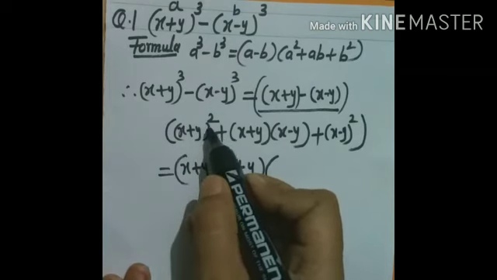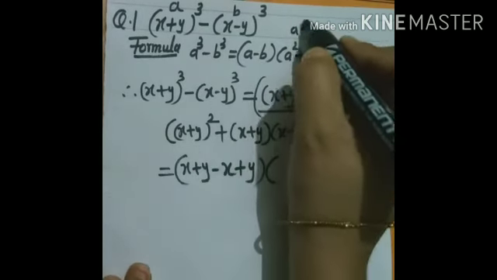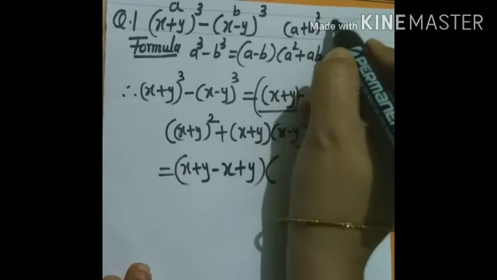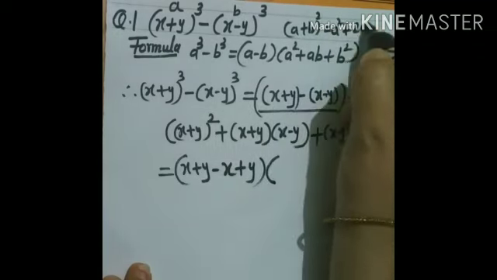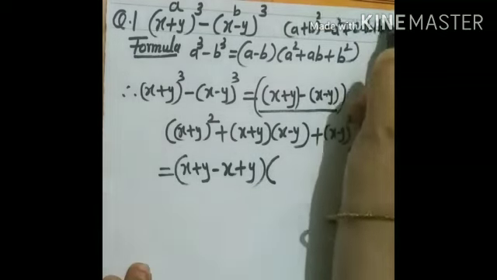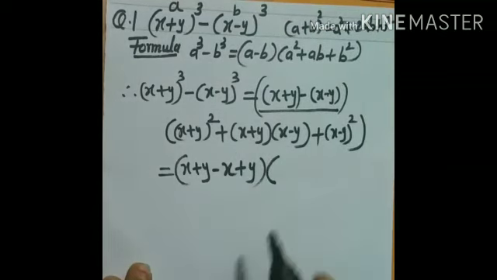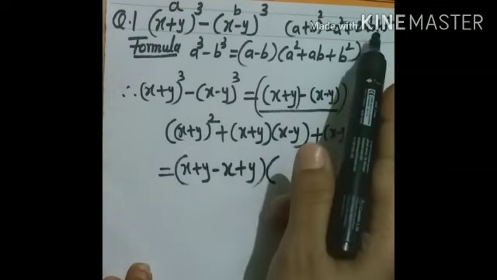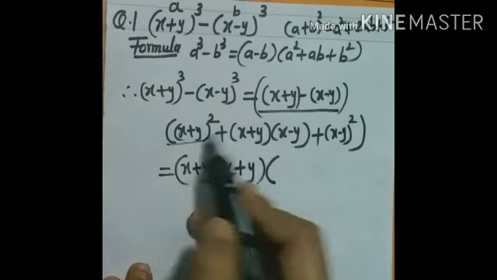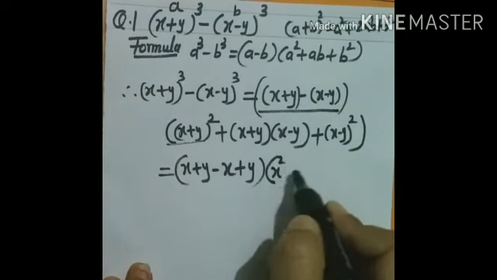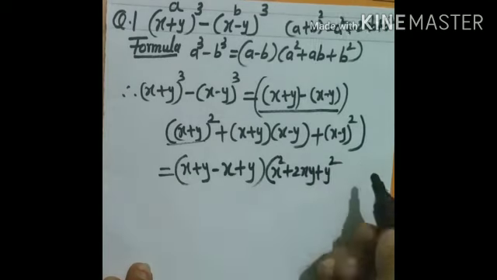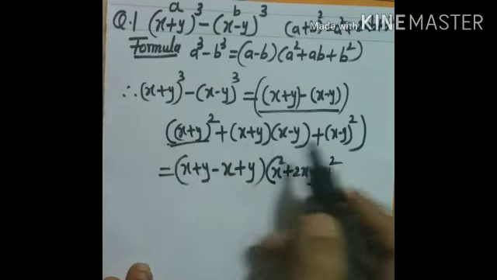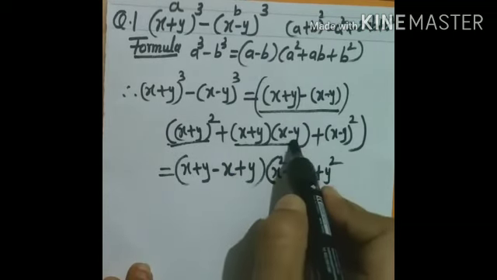What is the formula expansion, children? A plus b the whole square formula. What is the answer, children? a square plus 2ab plus b square. Okay. Now, by using this formula, we expand this bracket, children. So, what do we get here? X square plus 2xy plus y square. Okay, children. Now, these two brackets we have to multiply.